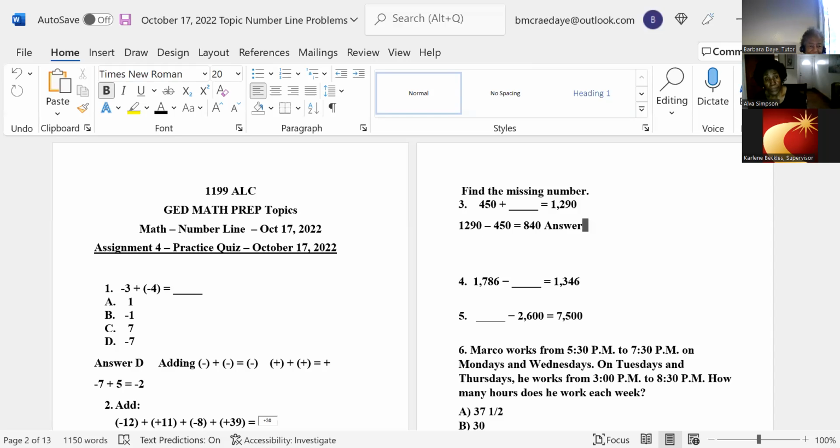Alva, you okay with that? Yeah, Miss Barber, I'm just taking it in. 450 plus what number is 1290? As Michelle said, subtract the 450 from the 1290, you get 840. 840 added to 450 gives 1290. This is an everyday thing, Miss Barber, when it comes to money. You're right, and it's good if you put it in terms of money.